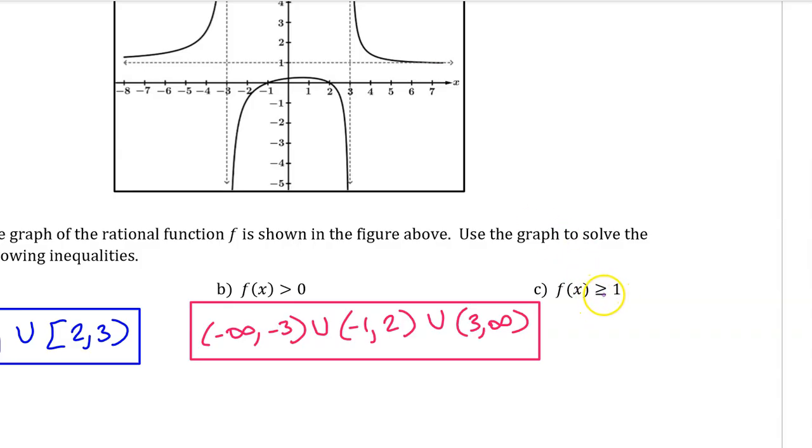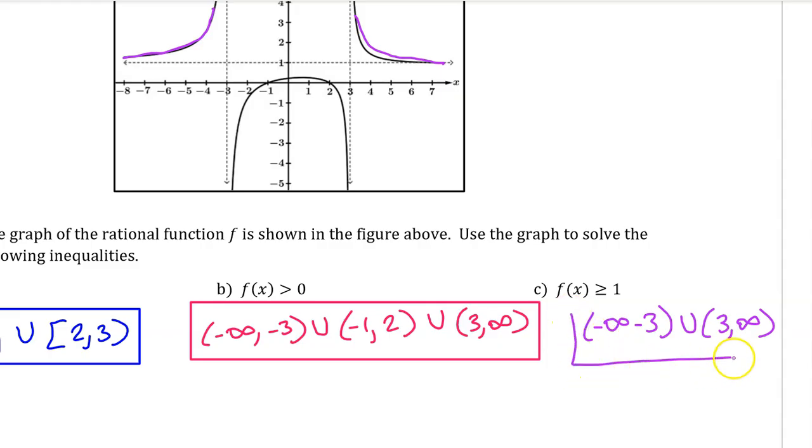So let's just focus on the greater than 1 part. Well, both of these branches are above 1, greater than 1. So these 2 intervals will be the solutions. So we will have -infinity to -3, union 3 to infinity. And that's it.